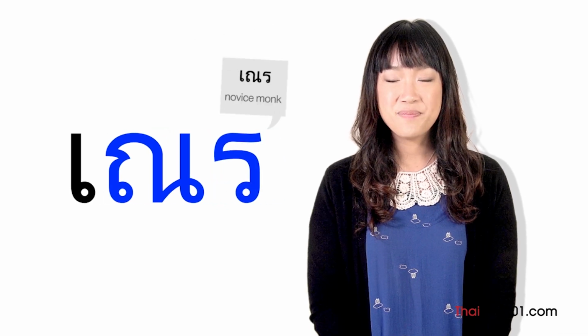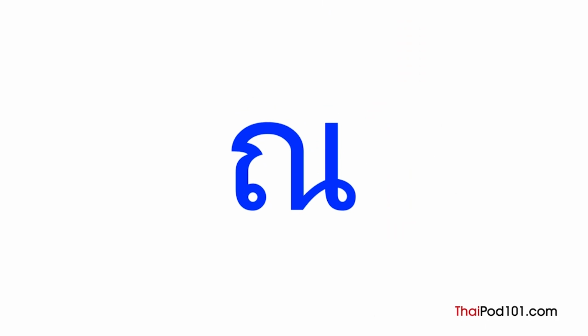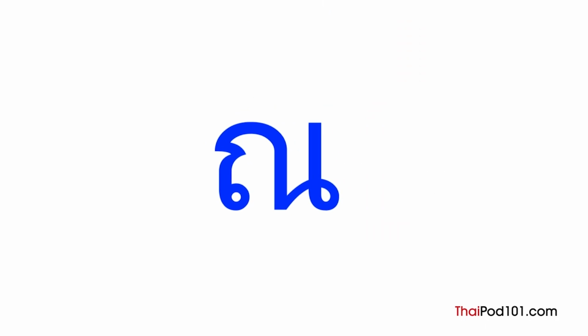Here's the letter นอเนน. The word เนน means a novice monk. นอเนน makes the sound of the letter N when it's an initial or final consonant. The shape of นอเนน looks a little bit like a combination of the letters กอไก่ and นอหนู.